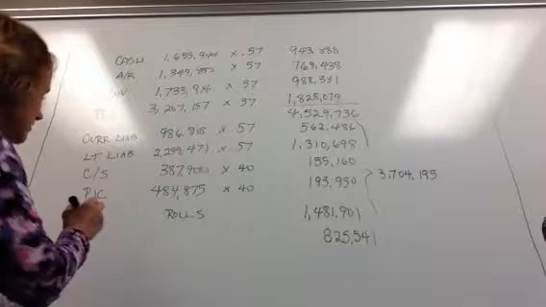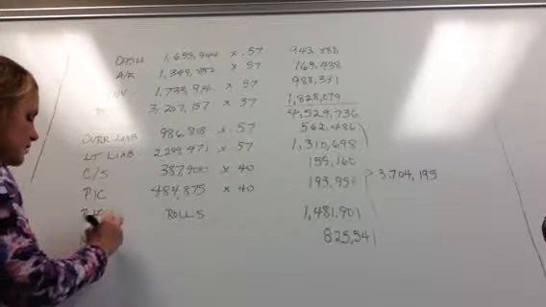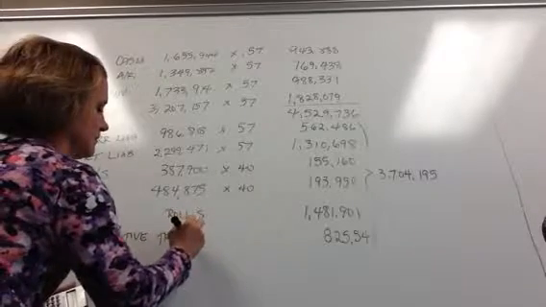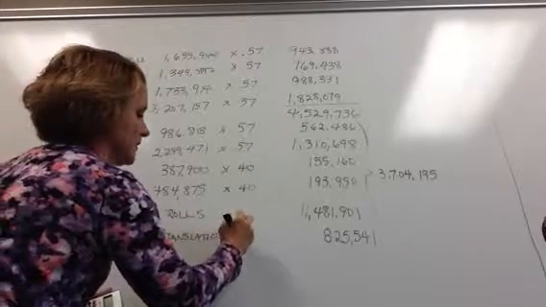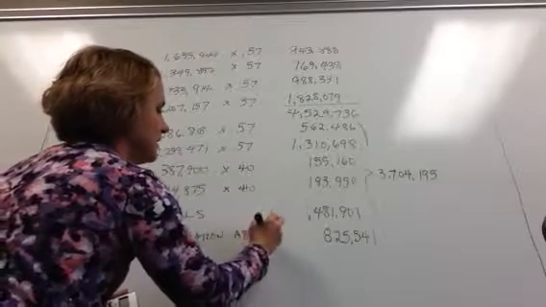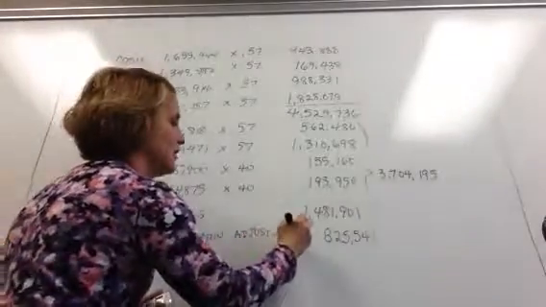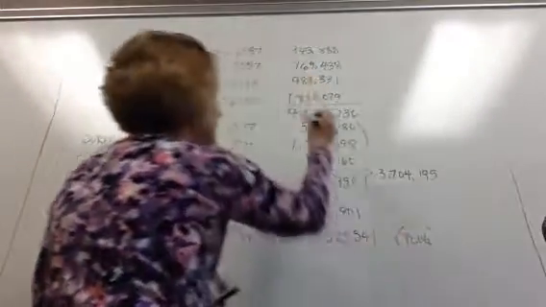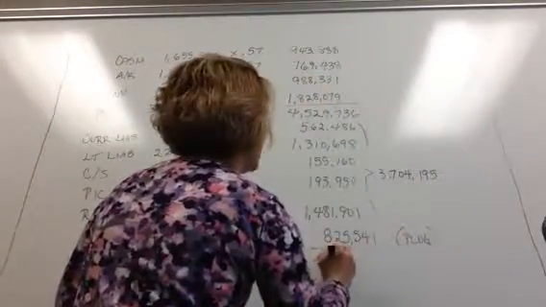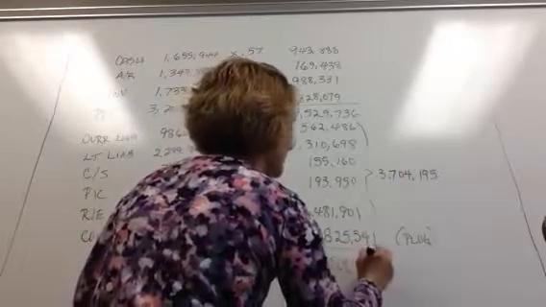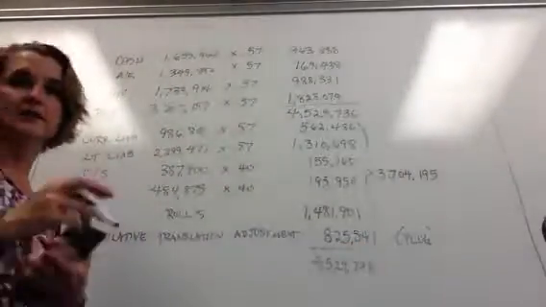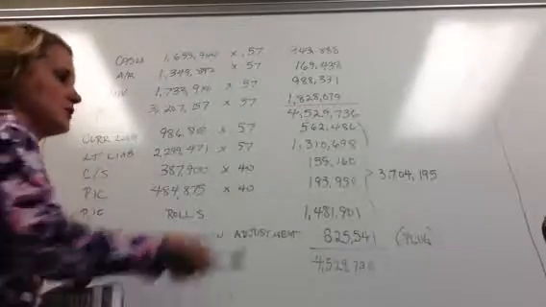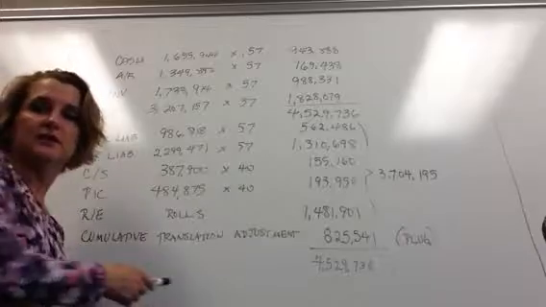And what this is called is a cumulative translation adjustment. So it's what we need to make this balance. It's our plug. Then now if we total those up, our assets equal our liabilities and our owner's equity. And then we have our translated statements. So we have our translated income statement, our translated statement of retained earnings, and then now our translated balance sheet.